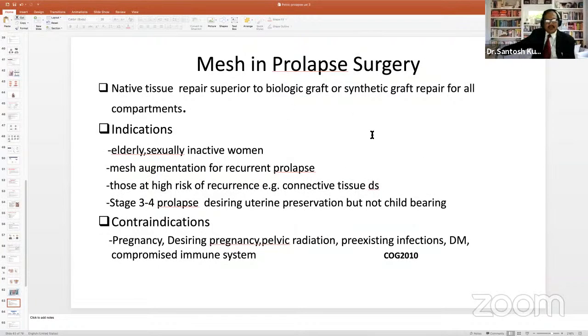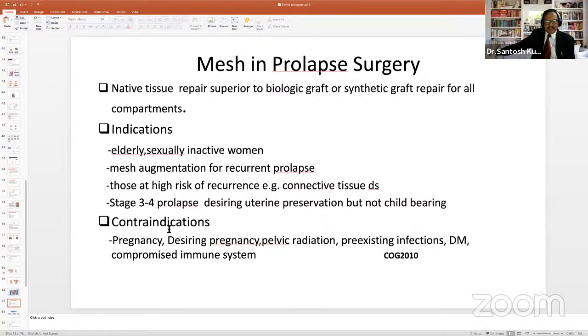Now, mesh in prolapse surgery, where native tissue repair is superior to biologic graft and synthetic graft. But when native tissue is quite weak, quite atrophic, then mesh can be used in a sexually inactive female. Mesh augmentation for recurrent prolapse: when there is recurrent prolapse, local tissue is weak, one can use mesh. And in stage 3-4 prolapse during uterine preservation, but not in childbearing age.